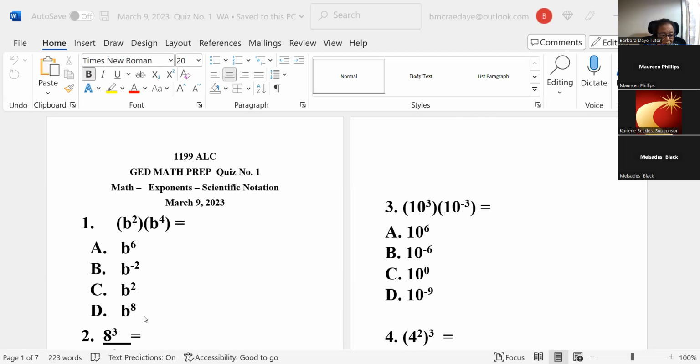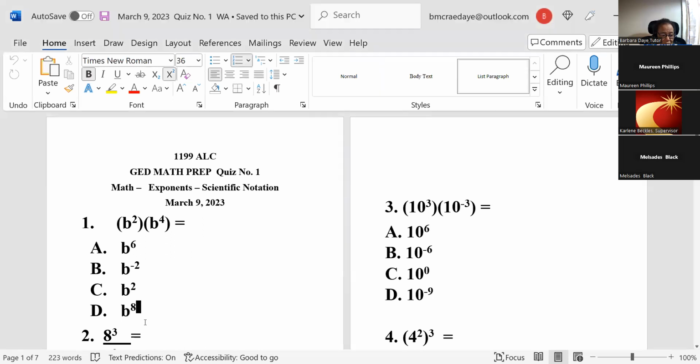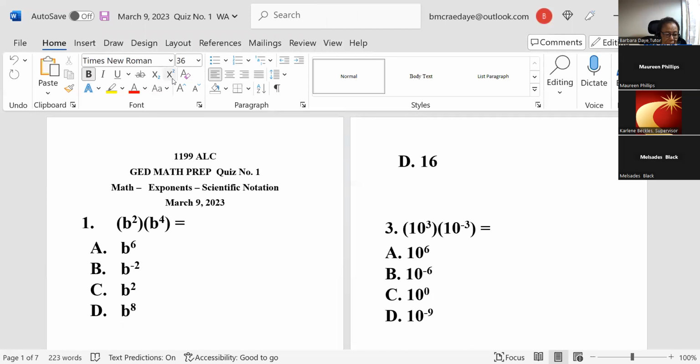The first one. Okay, let's do the first one. This is a multiplication, right? So what do you do for multiplication, Mercedes? What's the rule? What do you do with the exponents when you're multiplying? Same base, multiplying. What do you do with the exponents? You add them. So what is the answer for this? Just give me the answer. Answer is A. That's correct.